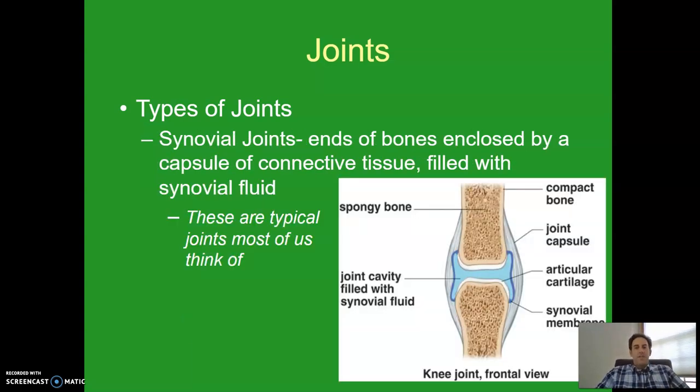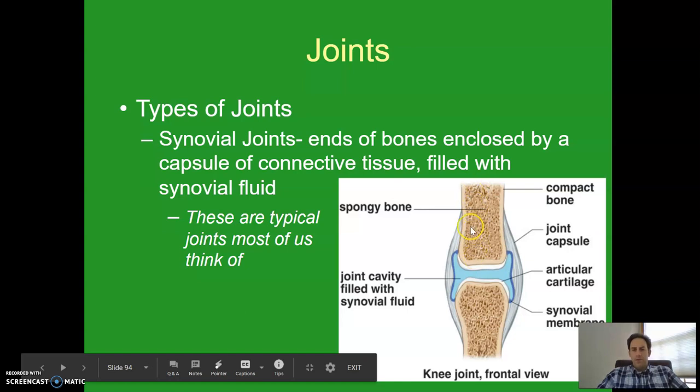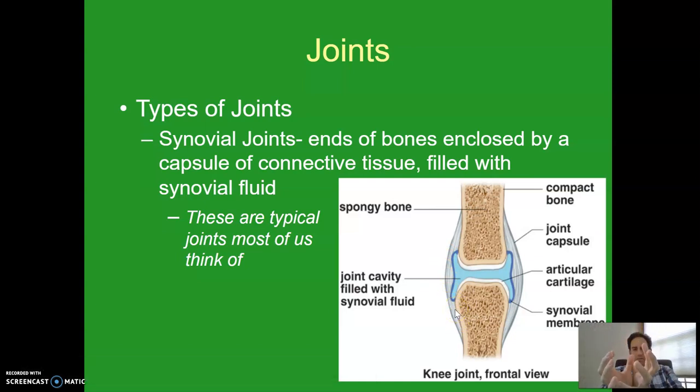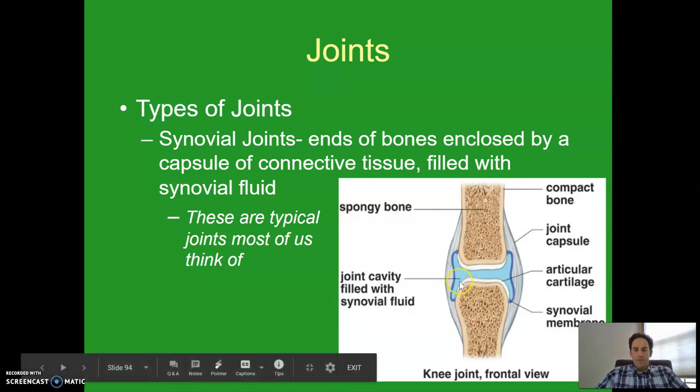The last type of joint is synovial joints. These are a little bit complicated. Here we have two bones. You can imagine that this is the upper leg bone and this is the lower leg bone, so this would be like your knee joint. The bones are enclosed by a capsule. All the way around, there's a little capsule of connective tissue, and that capsule is filled with what is called synovial fluid.